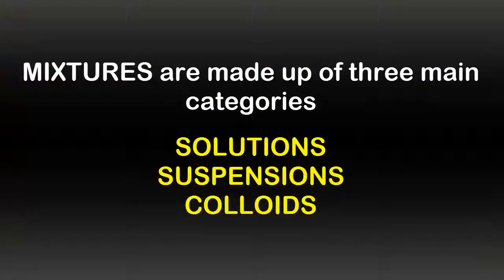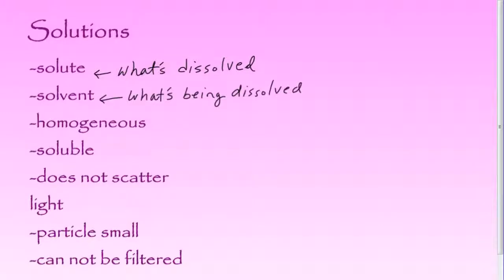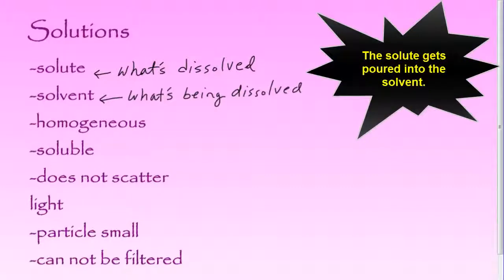All right, so we have 3 main categories of mixtures: solutions, suspensions, and colloids. The first category that we're going to talk about is solutions. And solutions contain a solute and a solvent. The solute is what's dissolved, and the solvent is what's being dissolved. And I always like to say the solute gets poured into the solvent.